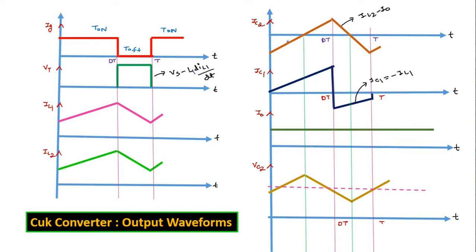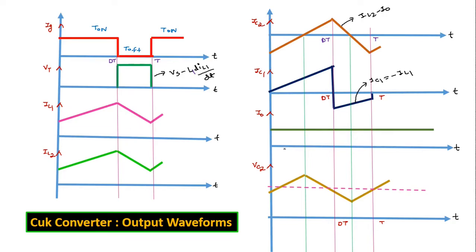Next is the waveform of the capacitor 2 current. Capacitor 2 current waveform will be equal to IL2 minus I0 only. That means the waveform of the IL2 current will be shifted to the x-axis here. So same waveform will be here. The capacitor 1 current is equal to minus of IL1 current. So this waveform of IL1 current will be shifted downwards. That means it will be shifted to the negative axis. Here this type of waveform we will get if we shift this in the downward direction.